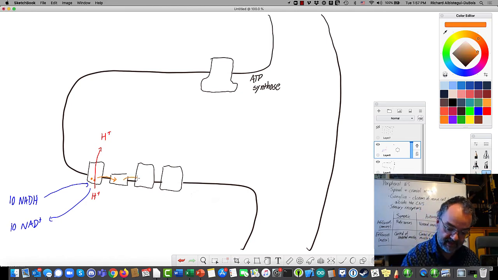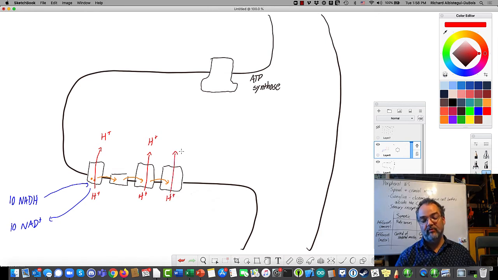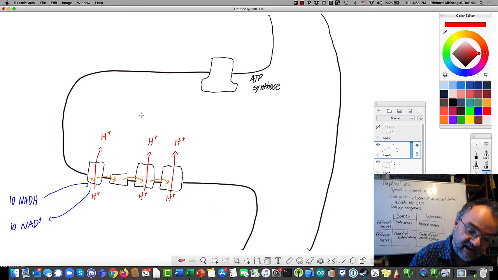This protein hands its electrons off to here. That one hands its electrons to here. And as those electrons pass down this chain, these proteins can use the energy in those electrons to pump protons into this intermembrane space. So we end up getting a high concentration of H+ in here.